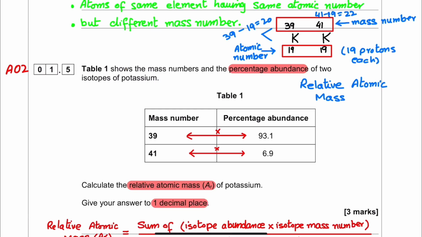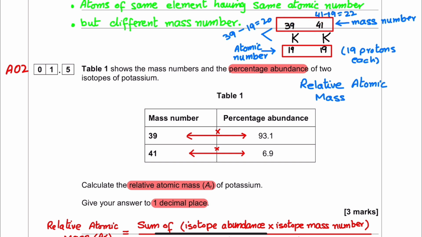In the model answer, we have potassium-39, 19, and another potassium atom, 41, 19. If you look here, we have 19 and 19. Both are atomic numbers, and atomic number means number of protons. So both of them have 19 protons. But if you look here, the mass number is different. One has 39, another has 41.